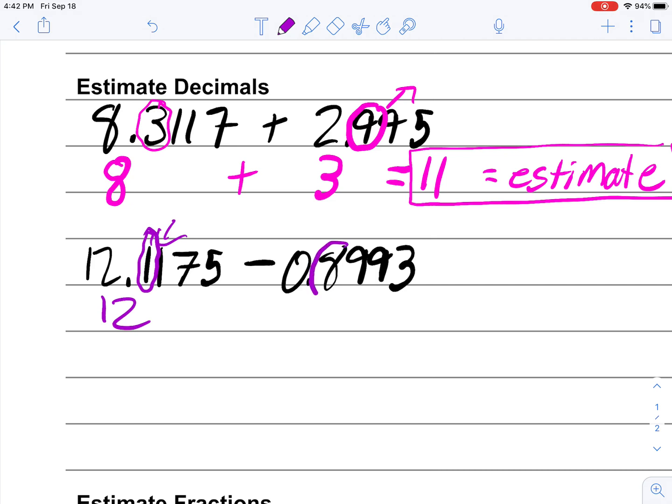0.8993, well, 8 would round the number up. Again, I'm always wanting to round this to the nearest whole number so that this becomes a really, really easy problem to estimate the solution for. 0.8993, 8 would make it go up. So 0.8 is going to round to the closest whole number of 1. So if I say, okay, 12 minus 1, that would also be 11. And that is my estimate.